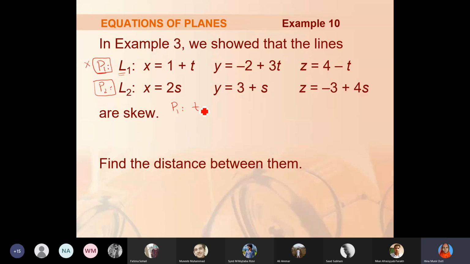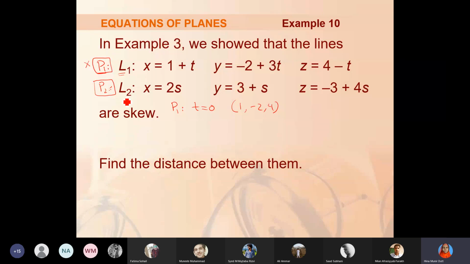I will put t is equal to 0. The easiest way is to put t is equal to 0. When I put t is equal to 0, then my point is 1, -2, 4. And now I will determine the equation of the plane P2, because now I need this.